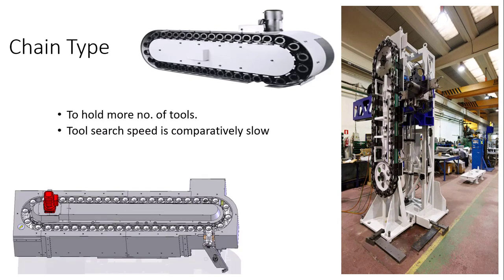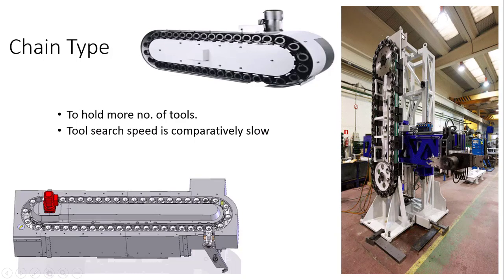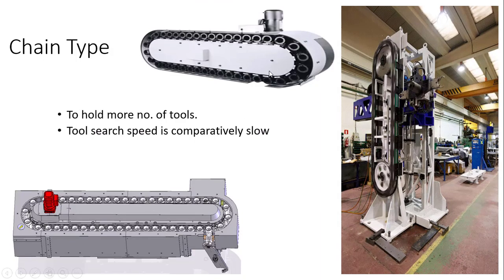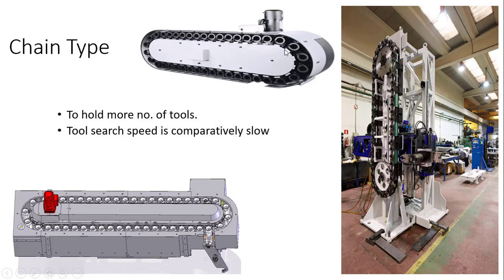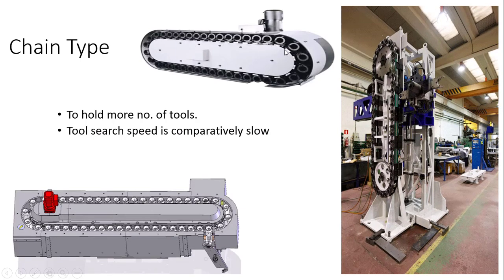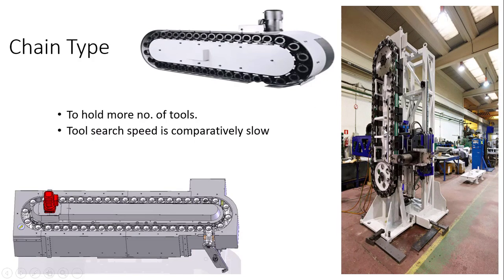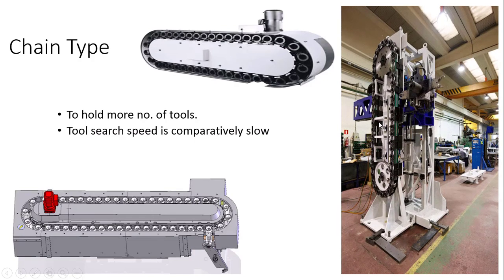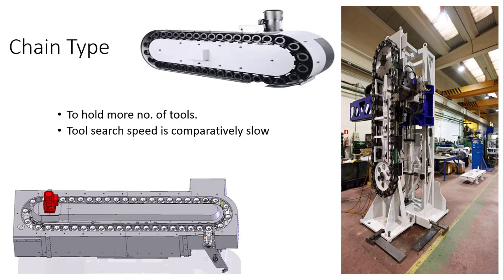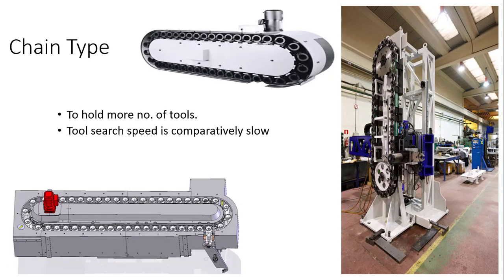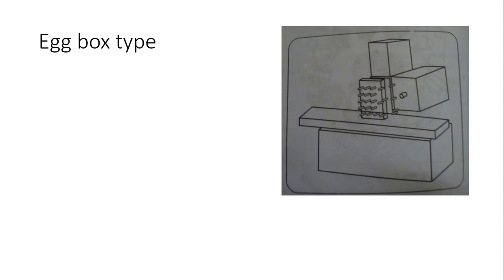Correct. So that is a chain type, in which you can see the chain is maintained for the proper mechanism. Behind these holes the chain is there, in which your tool is rotating, and whatever tool you require, you pick it up and use it on the spindle. You can see in this video also. Correct. So these are the types of tool magazine.